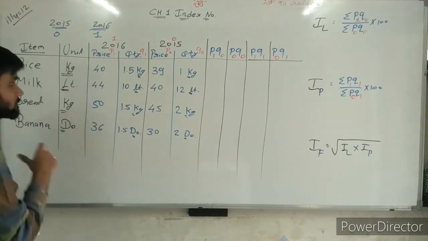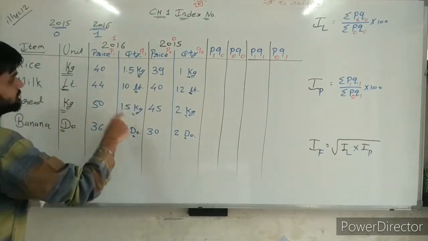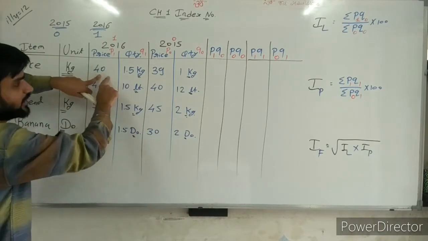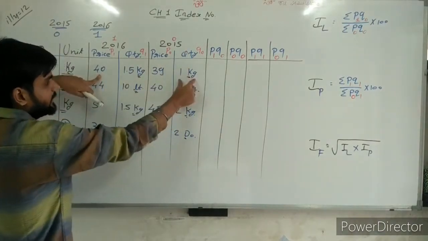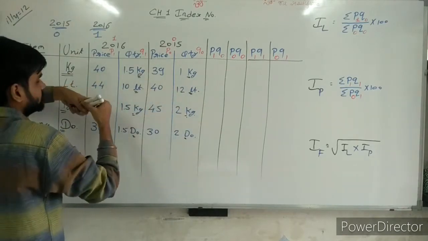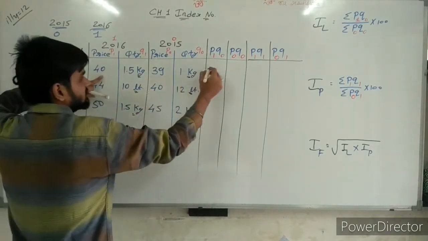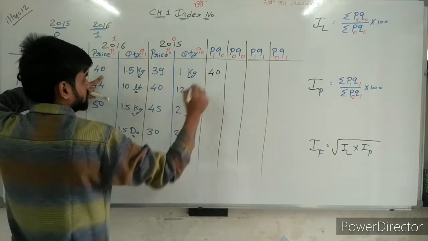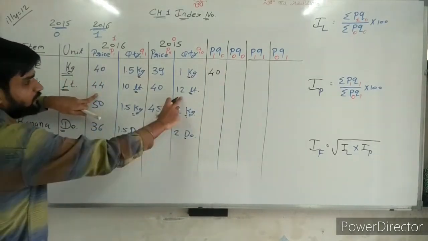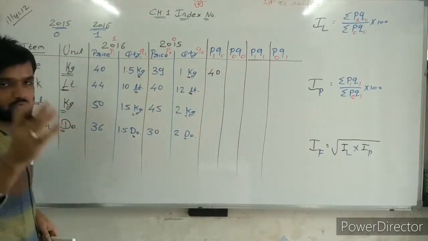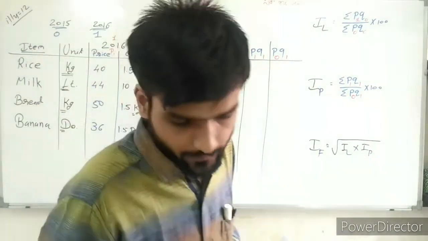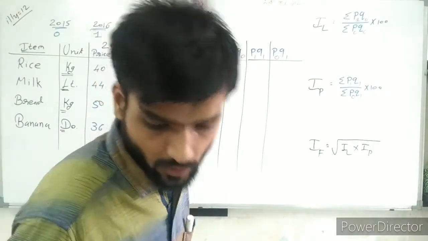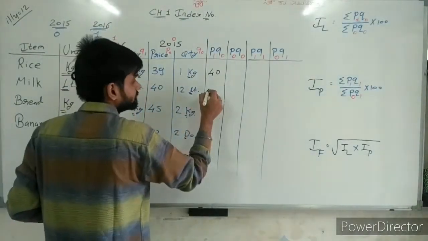Going ahead. Now multiplication. P1 Q0. So here P1 Q0 we need. So 40 into 1, answer is 40. Then 44 into 12. You have to do 44 into 12 in the calculator, and you will get 528.